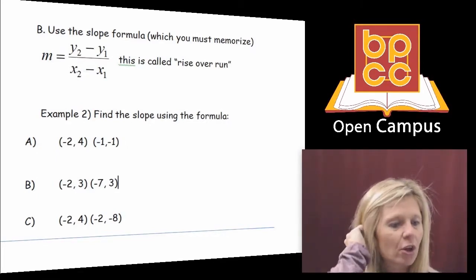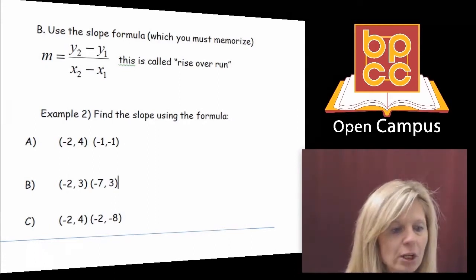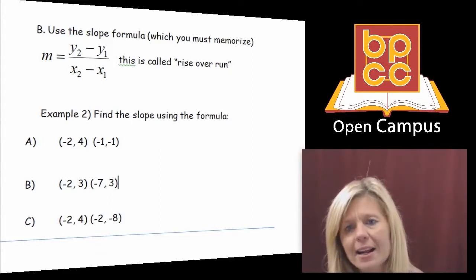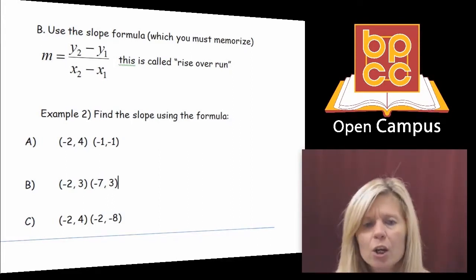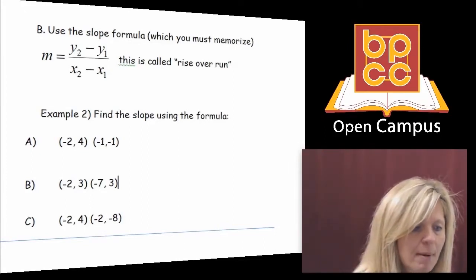But sweeties, you already have it memorized. I know that looks confusing. m equals y sub 2 minus y sub 1 over x sub 2 minus x sub 1. You already have it memorized. Let's go back to the board and let's talk about that formula.